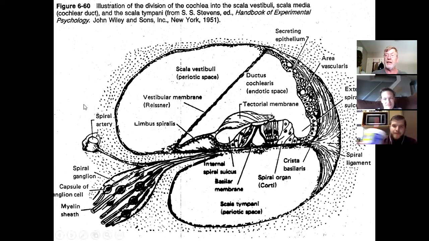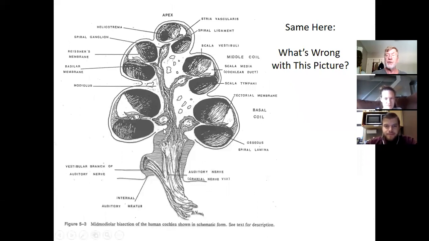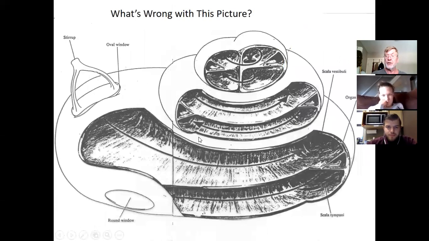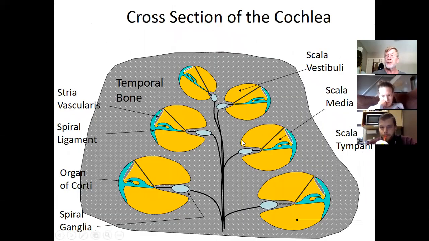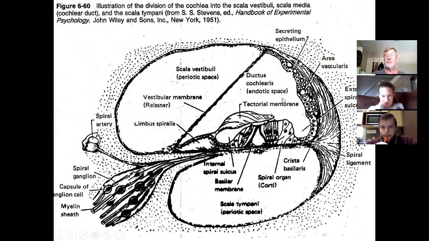This is a cross-section of one of these coils. We're just isolating a coil. Bony labyrinth, membranous labyrinth. This is called your scala vestibuli. Scala in Italian means stairs, stairways, like a coil. This is called scala vestibuli.